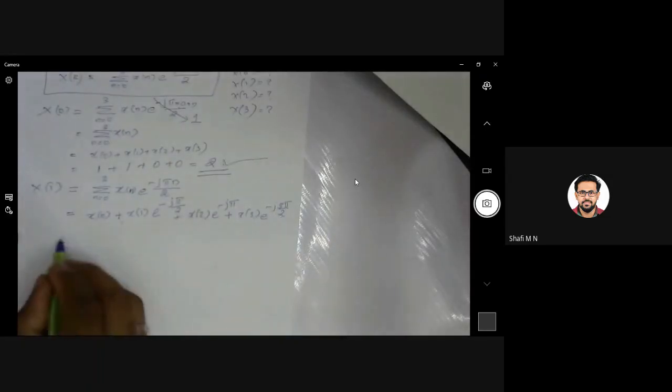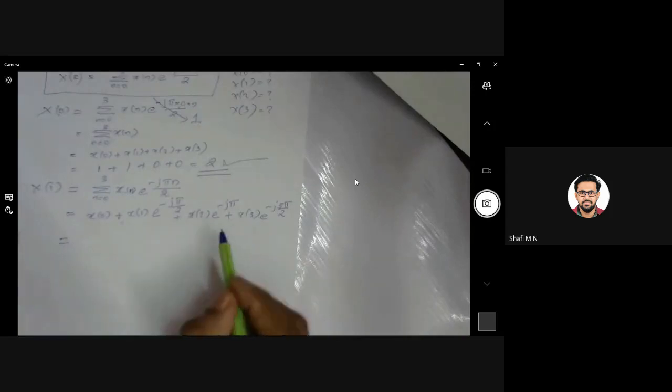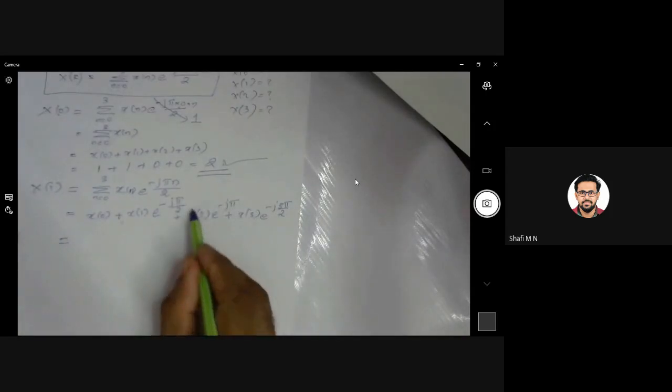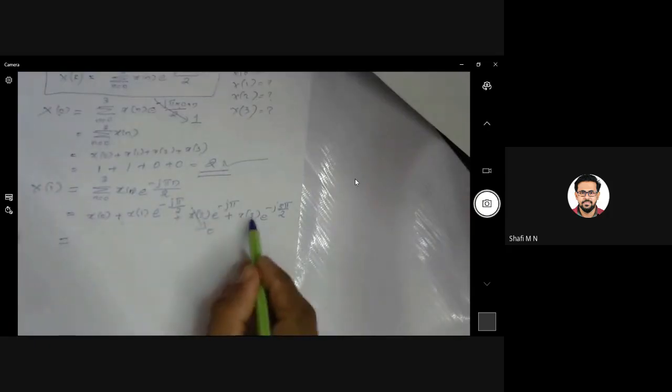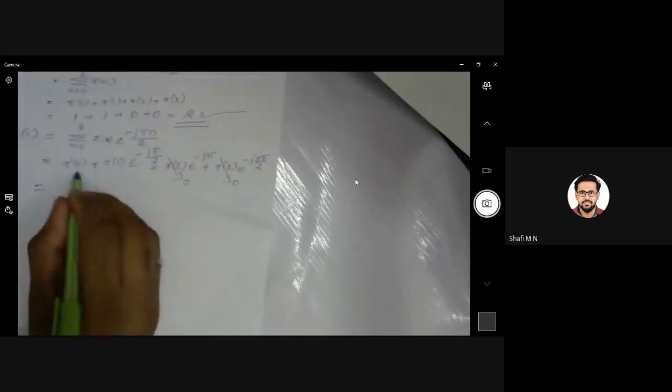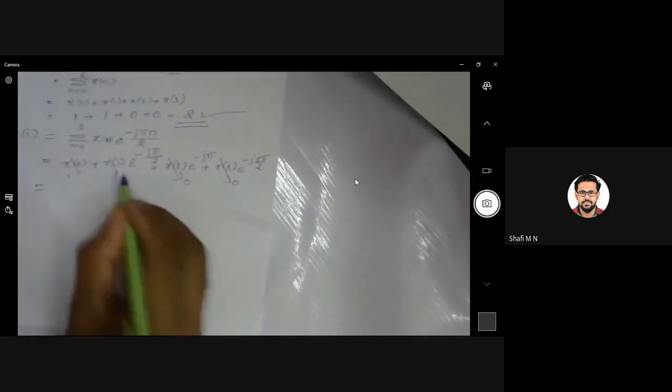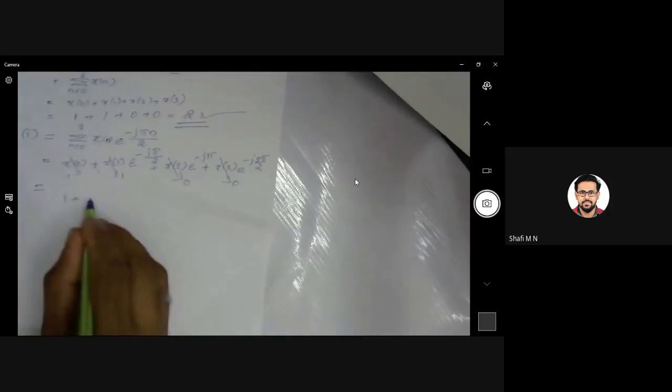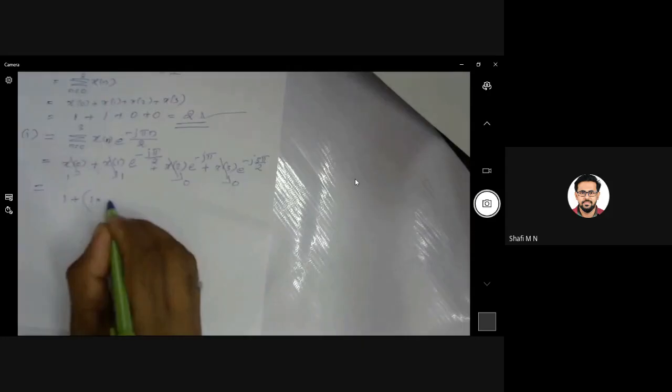In our case, you don't have to find all these values. In our case, x of 2 is 0. x of 3 is also 0. Your sequence was 1 1 0 0. So these zeros will give us some advantage in these computations. And x of 0 is 1, x of 1 is also 1. So the equation is 1 plus 1 into e power minus j pi by 2.